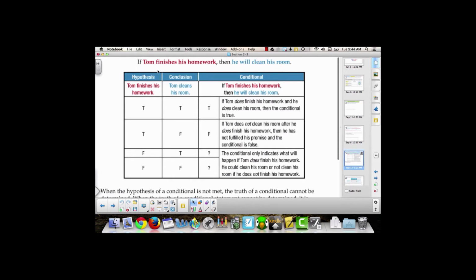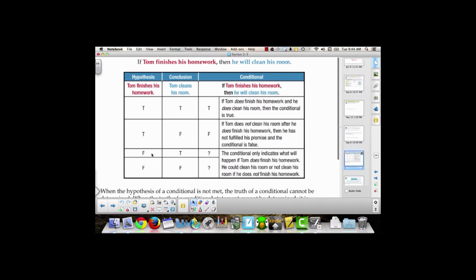If we assume that statement will happen, that if Tom does finish his homework, then he will clean his room, then if the hypothesis is true and the conclusion is true, that is what makes that statement true. If the hypothesis is true but the conclusion is false, that is a counterexample. That makes that statement false. If Tom finishes his homework and then does not clean his room, that example makes this conditional false.